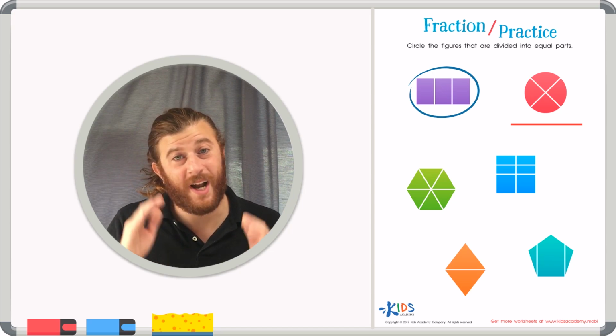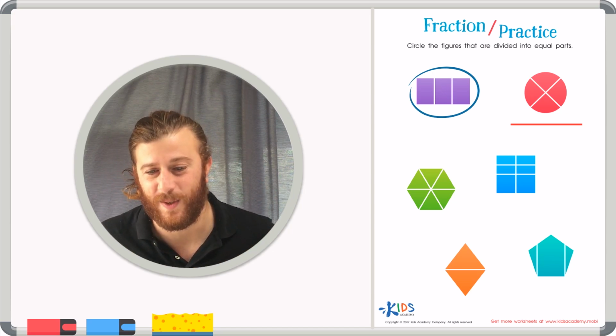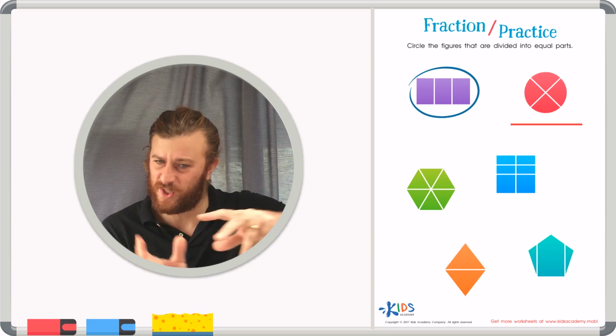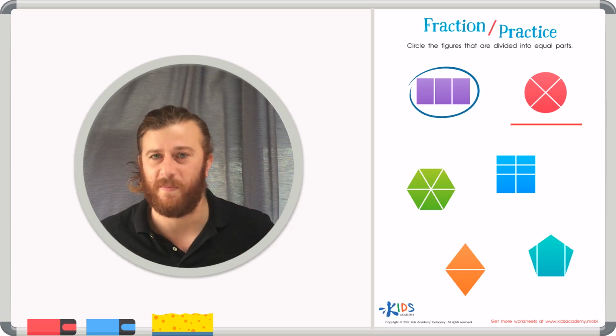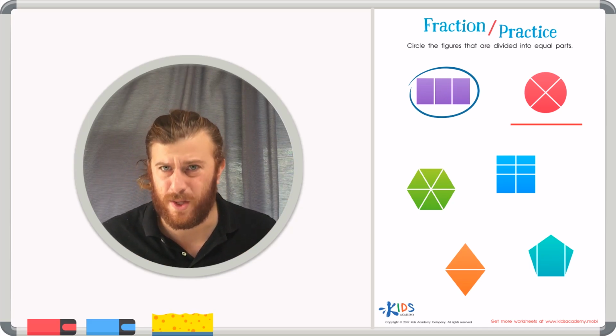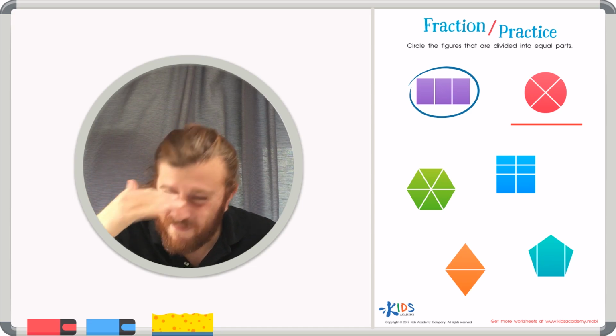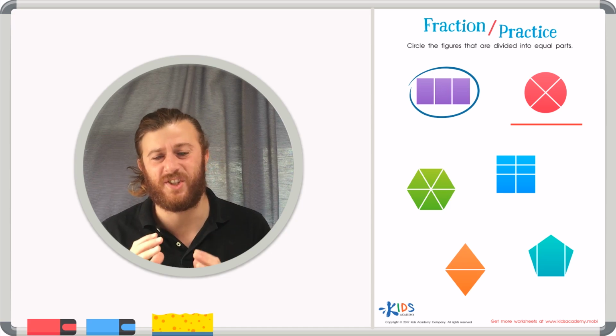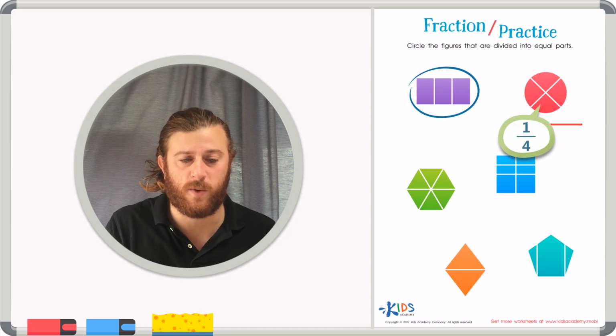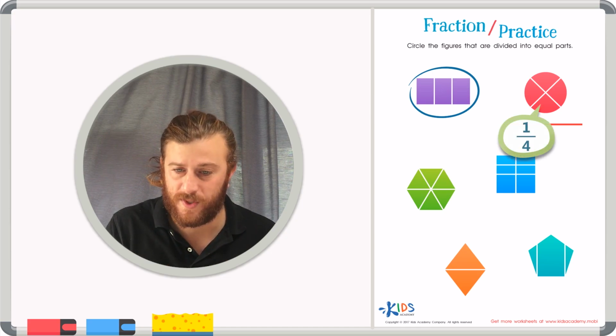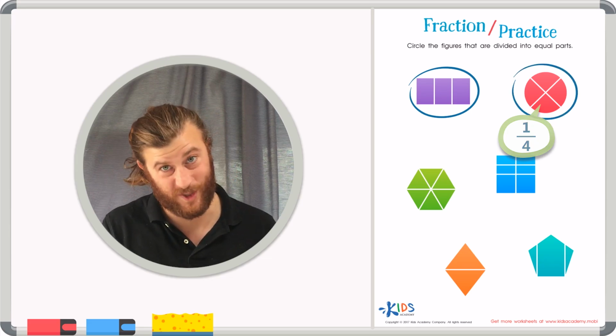Now, they're not cut into boxes like our rectangle, but if you took each piece of the circle and put it on one another, do you think they'd fit? Are these equal pieces? Let's look closely. I think that this circle is broken up into 4 equal pieces, or fourths. Let's go ahead and circle the circle.